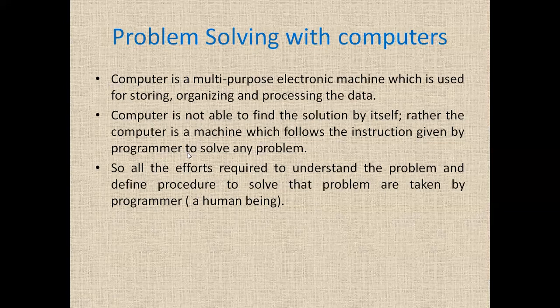So here the programmer or the developer has to give the code, the instruction to the machine, so that the machine or computer will find out the solution. So if you want to find out the solution by using the computer, you need to know that it is an electronic machine and it will not be able to find the solution by itself. You need to give some instruction to it. Then and only then it will find out the solution. Okay. So all the efforts required to understand the problem and define the procedure to solve that problem are taken by the programmer. So all the efforts are taken by the programmer, as the programmer is giving instructions to the machine. Okay.